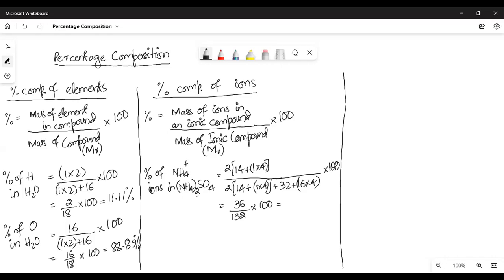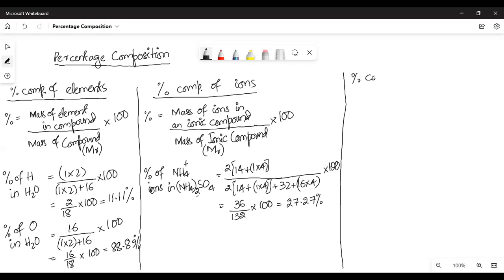Yes, sir. So all the atoms or all the ions are considered for that purpose. So what's the answer to this one? 27.27%? Yes. Great. This gives you the idea about it.